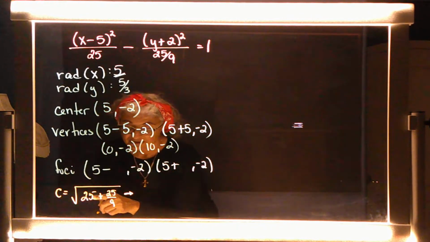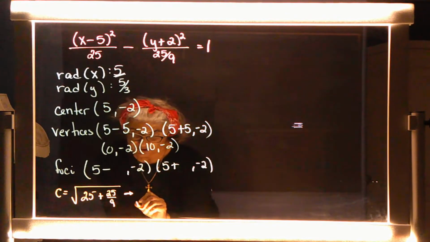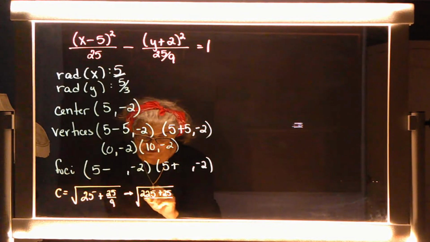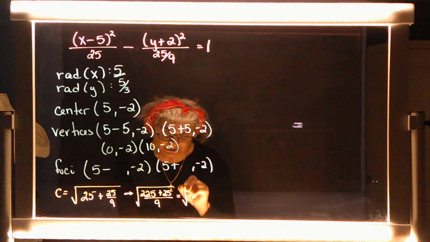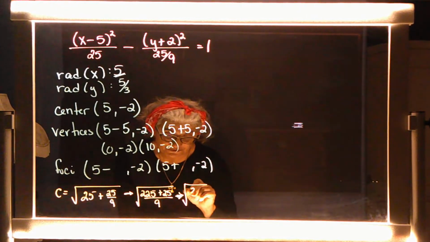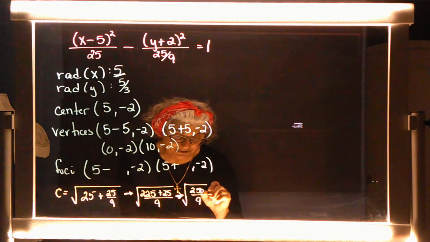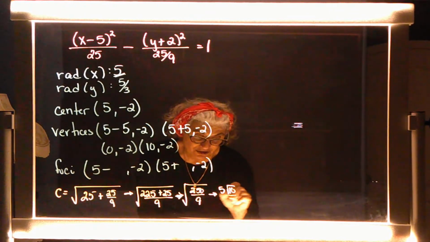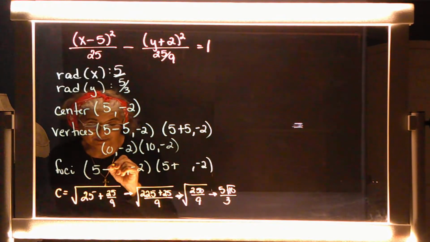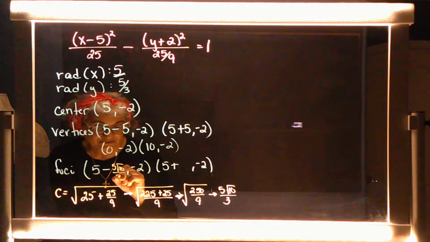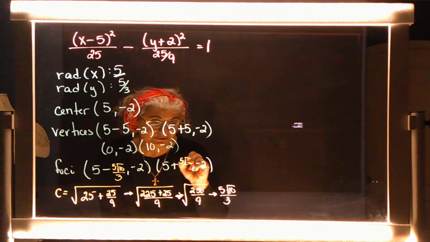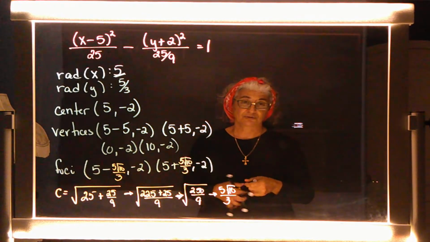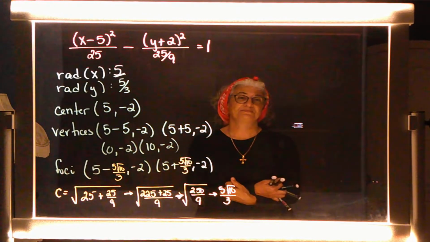Good, 9. So 9 times 25. Good, 225 plus 25 all over 9. That's the square root of 250 over 9, which turns out to be 5 square root of 10 over 3. If they want a decimal, fine. I'll get it into the calculator and give them a decimal. If they don't want a decimal, then we've got to leave this funky little fraction. So understand that. Cool? All right, what's next?